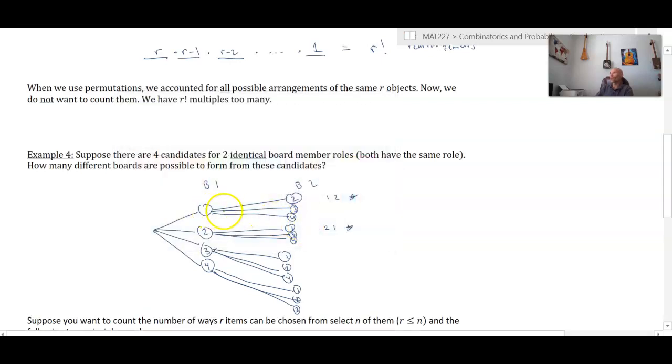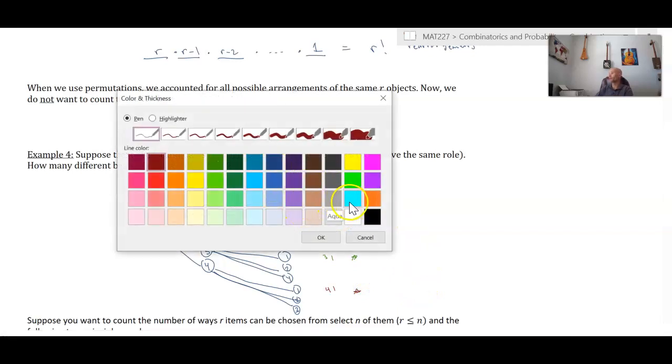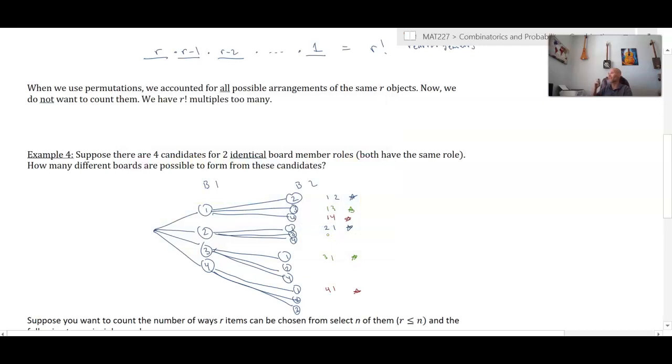Now similarly for 1, 3, I also have down here 3, 1, and that's again the same board. And so this looks like there's 4 distinct boards that we have so far, but there's actually only 2. There's one board involving members 1 and 2, and one board involving members 1 and 3. If I keep on going in this fashion, 1, 4 is actually the same as 4, 1. And what I'm going to count is the number of distinct colors here, because the number of colors indicates the number of different boards. So 2, 3 is the same thing as 3, 2.